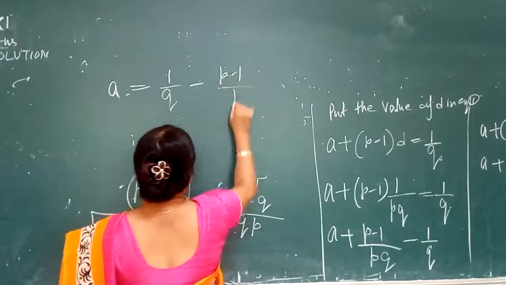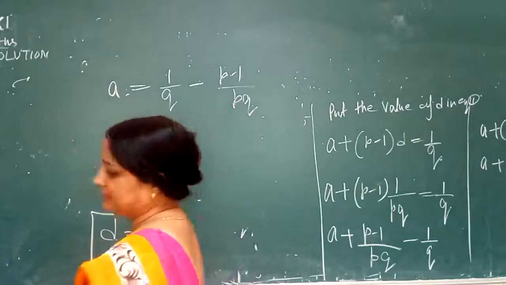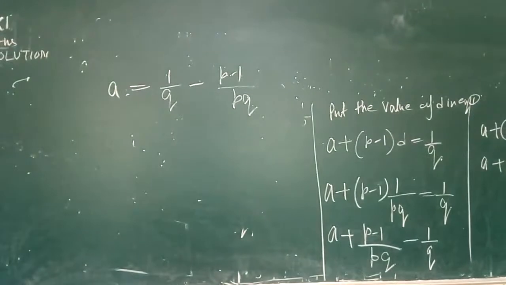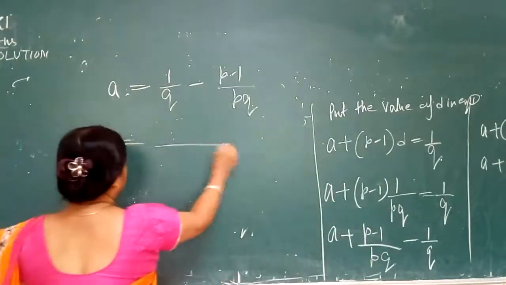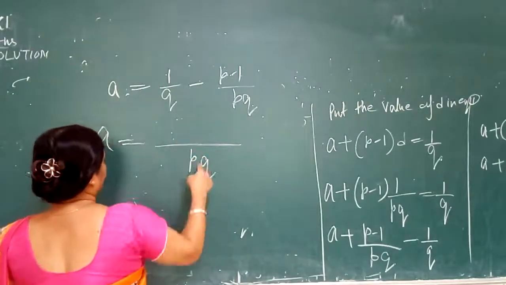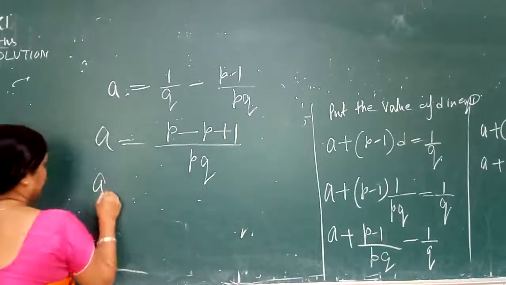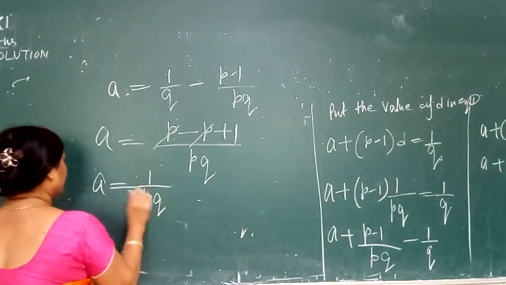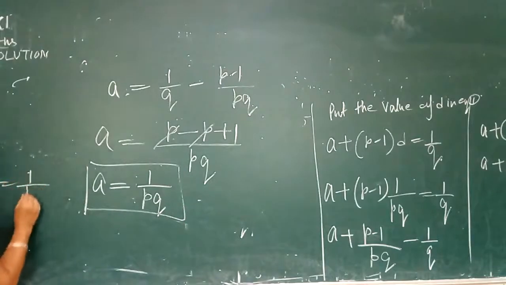p minus 1 upon pq. So after changing this term, it will come. We can take the LCM here. So it will come a is equal to pq as LCM. After taking LCM, it will come p minus p plus 1. Now a is equal to, this p cancels with minus p, it will come 1 upon pq. So this is the value of a, and the value of d is also 1 by pq.